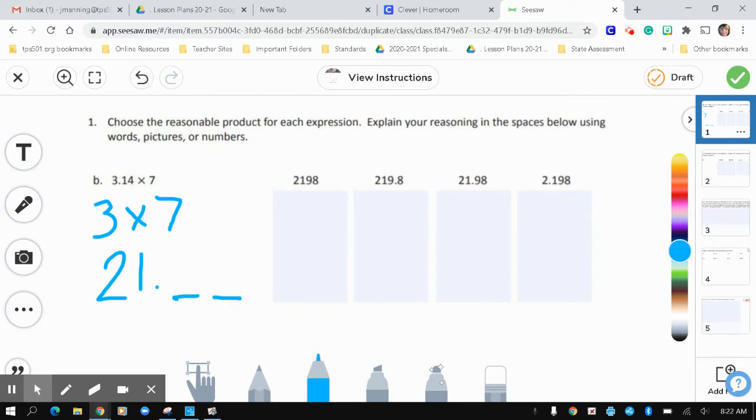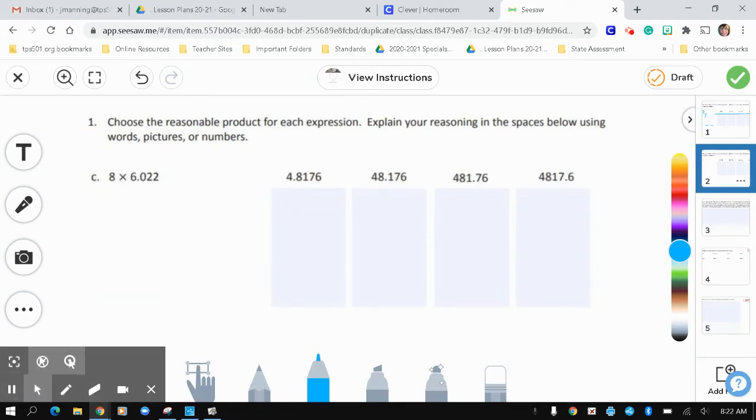Now, this reasoning only works because we're multiplying by a single digit. So, based on what we see with our original problem, you're going to be looking for an answer out of these that has 2 digits behind the decimal place.